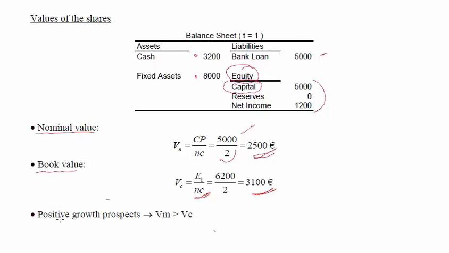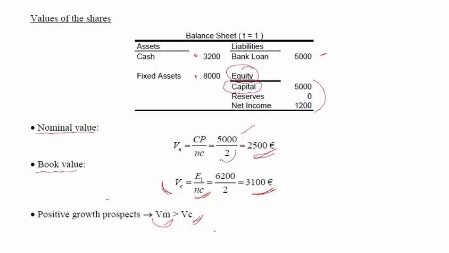Okay, but the most important, in fact, is the market value. In general, if the economic conditions are positive, the market value can be much higher than the book value, because it also incorporates information about the possible profits that the company can earn in the future. Of course, in recession conditions, it's the opposite.